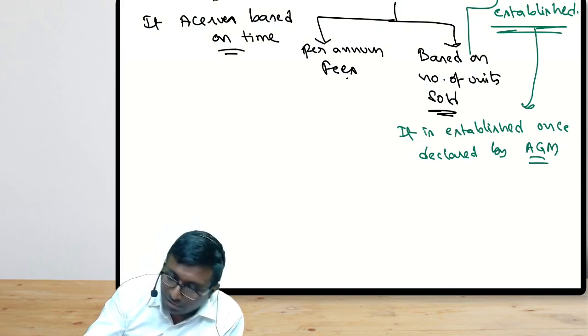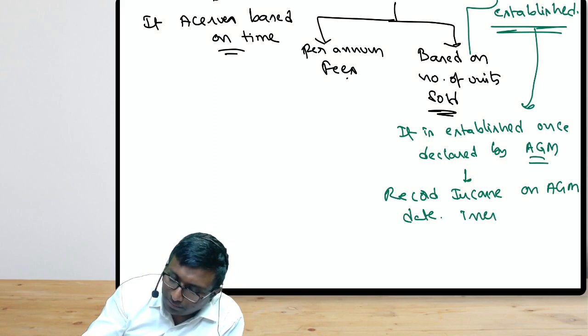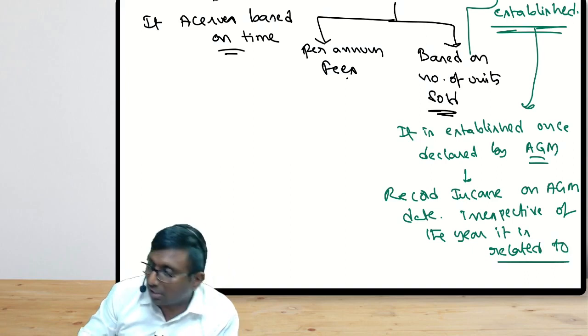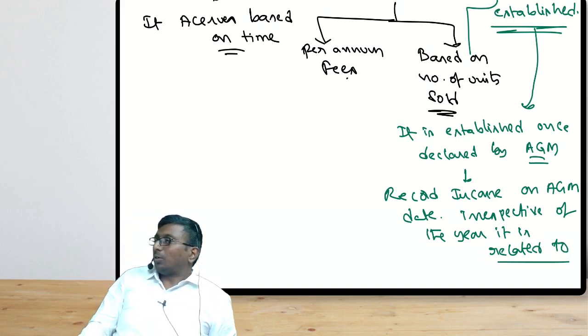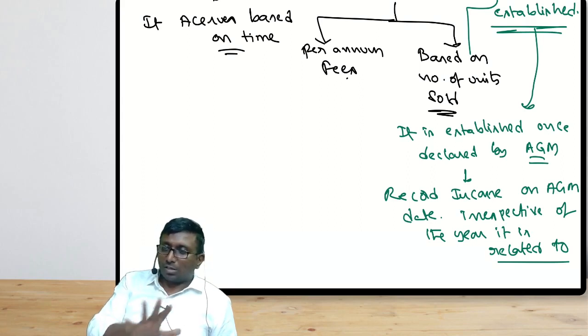Correct? That's why you are supposed to record the income on the AGM date, irrespective of the year it is related to. I mean, you got the dividend income on 31st August. Related to which year, sir? Last year, sir. When should I book it? On 31st August, I book. Even though it is related to 22-23, doesn't matter.